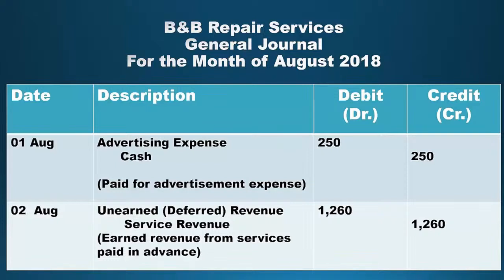Step 2. Which accounts are affected? Unearned revenue decreases because the company has fulfilled its obligation. Service revenue increases because the company has now earned this income.